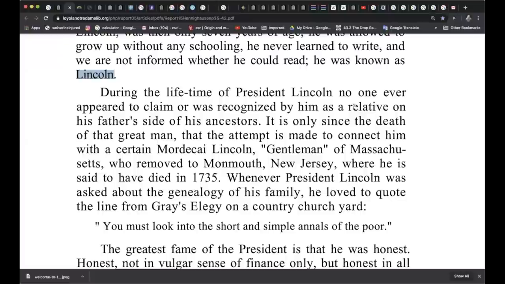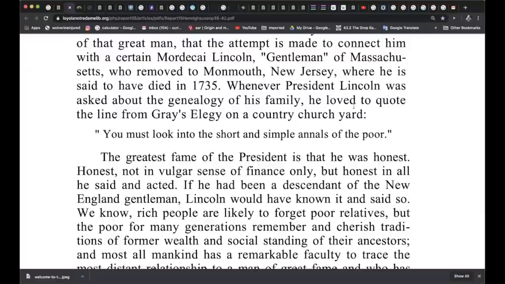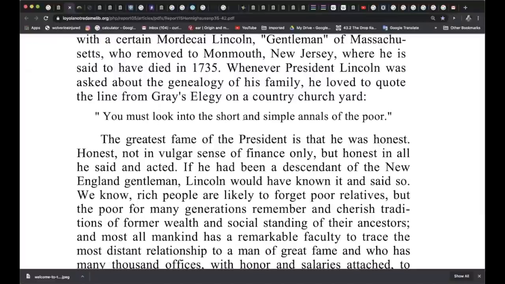It's like a mystery. So it is only since the death of the great man that the attempt is made to connect him with a certain Mordecai Lincoln, gentleman of Massachusetts, who removed to Monmouth, New Jersey. So you see, they try to link him to a wealthy noble guy, where he is said to have died in 1735. Whenever President Lincoln was asked about the genealogy of his family, he loved to quote the line from Gray's Elegy on a Country Churchyard: "You must look into the short and simple annals of the poor." So he himself is saying he is poor.